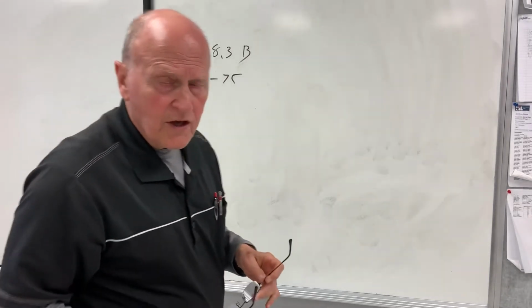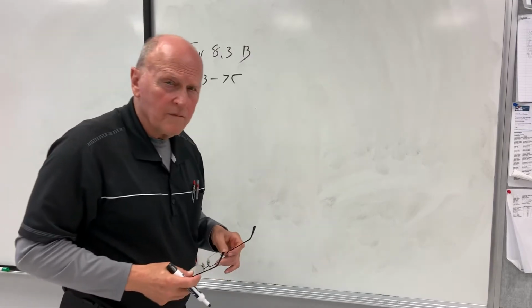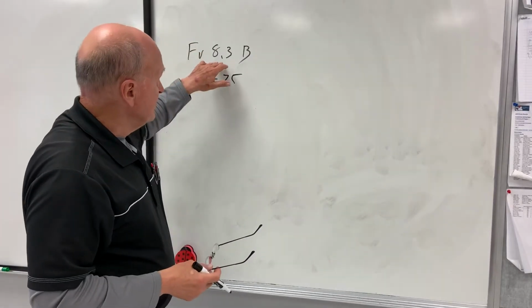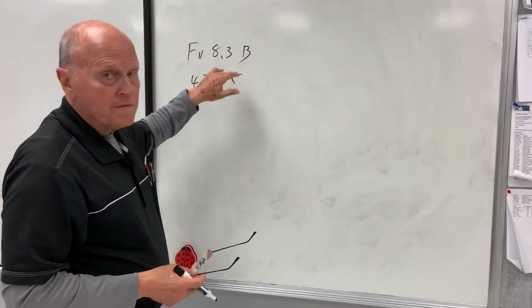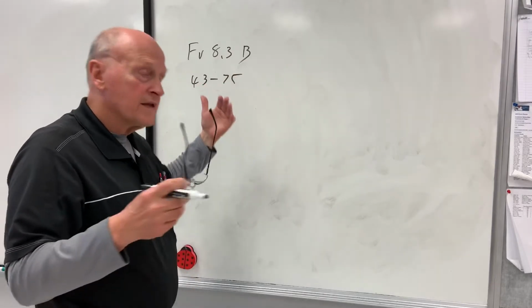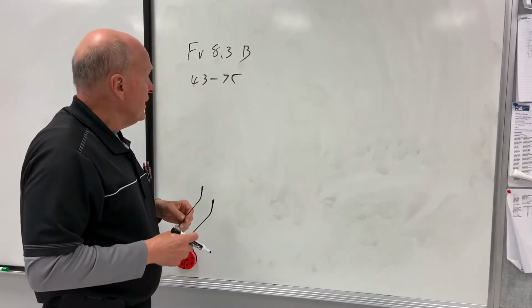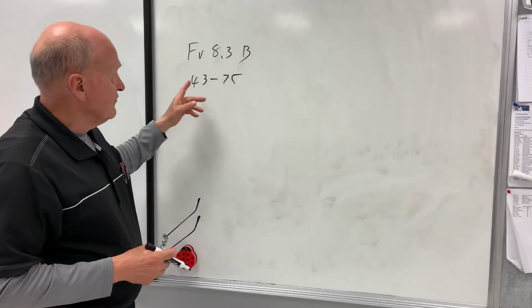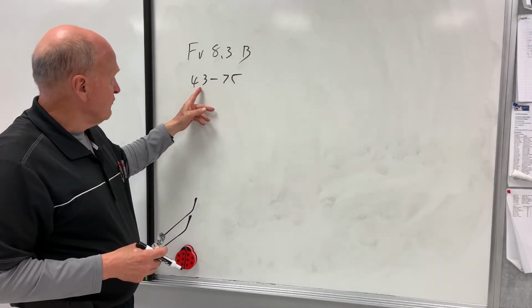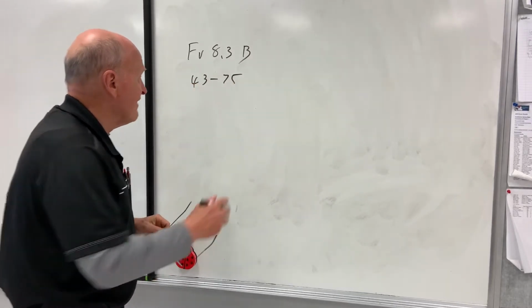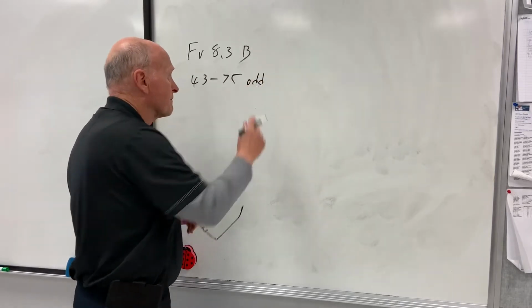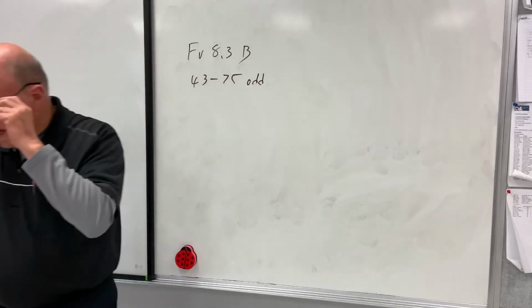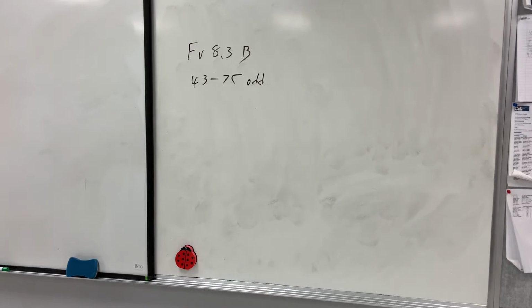This is the continuation of our Fruitvale class on section 8.3. We just got through with A, now we're going to 8.3, B part, the second part of it. This time we're going to work problems. You're responsible for problems 43 through 75 odd. So let's pick one of those out. We'll just start off with the first one there.